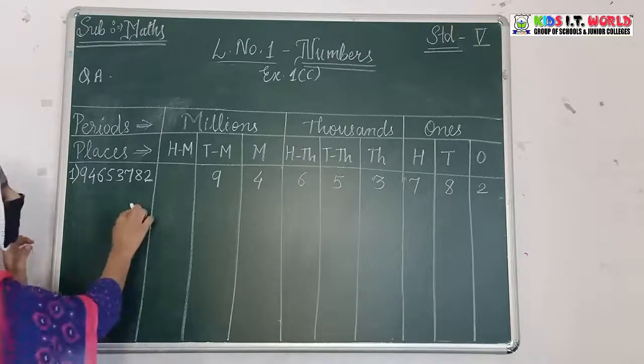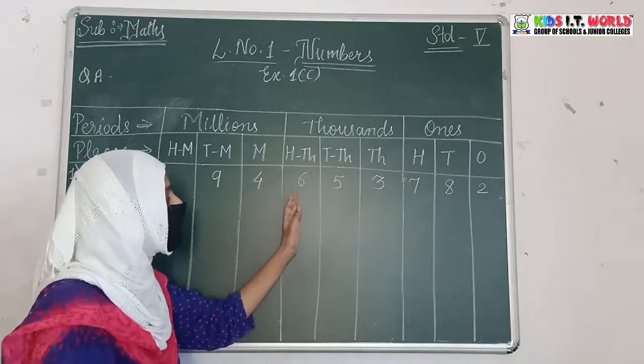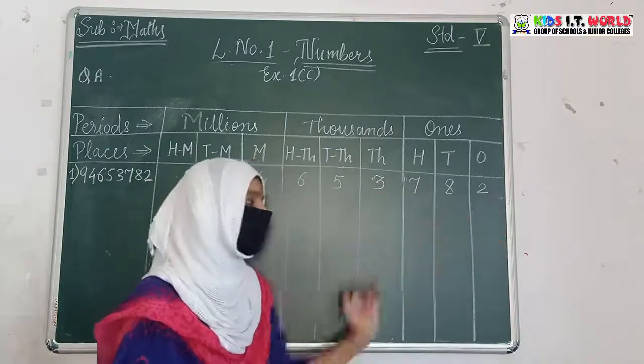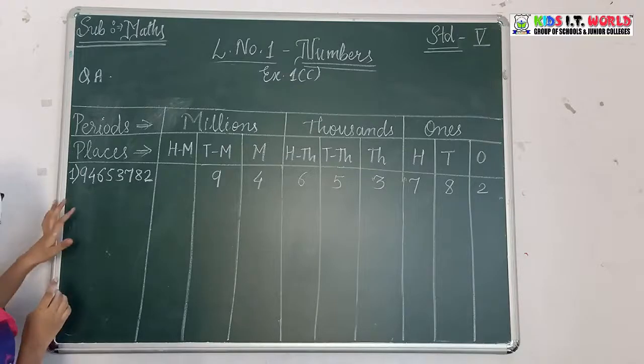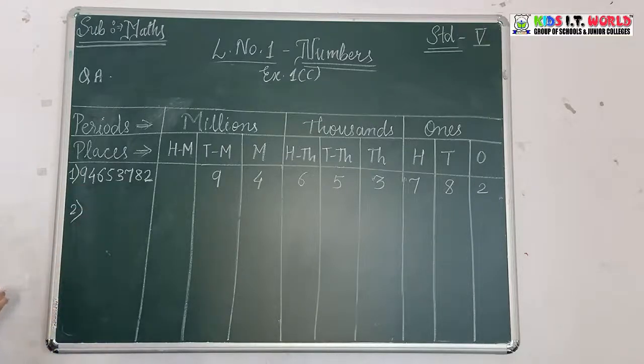So here the number you can read now, 94,653,782. We will see how to read the number. Just write it down in the place value chart. Now write it. Then the next one.